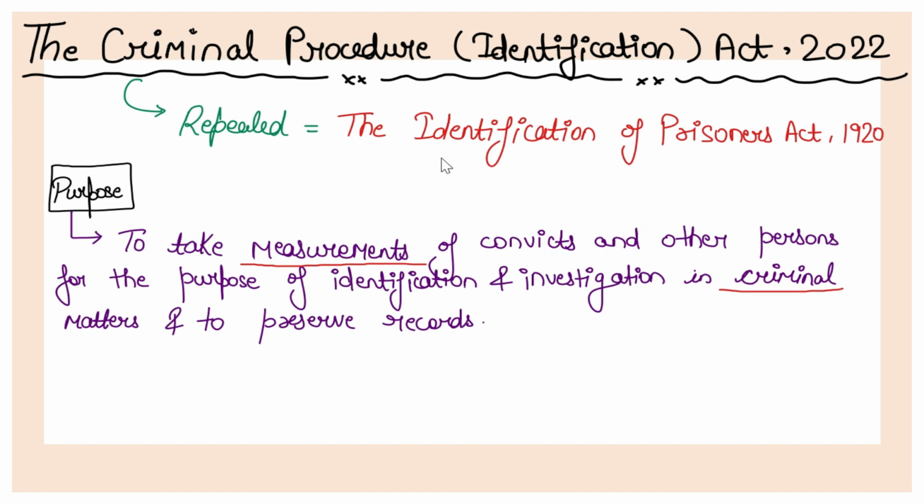See, the name is criminal, which means this act must be related to crime. And if it's related to crime, it is never related to civil matters. So you know that this act only deals with crime and not with civil matters. The second word is procedure. So you must know that it will deal with some procedure, some kind of way that things will be done. And the most important keyword is identification.